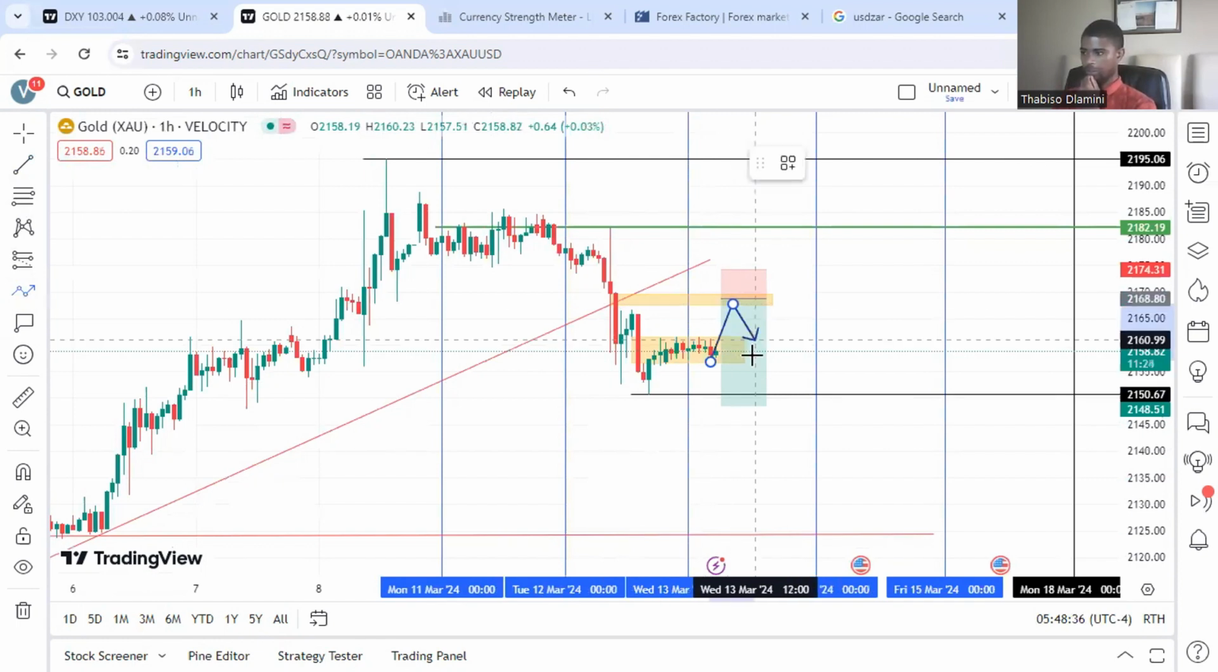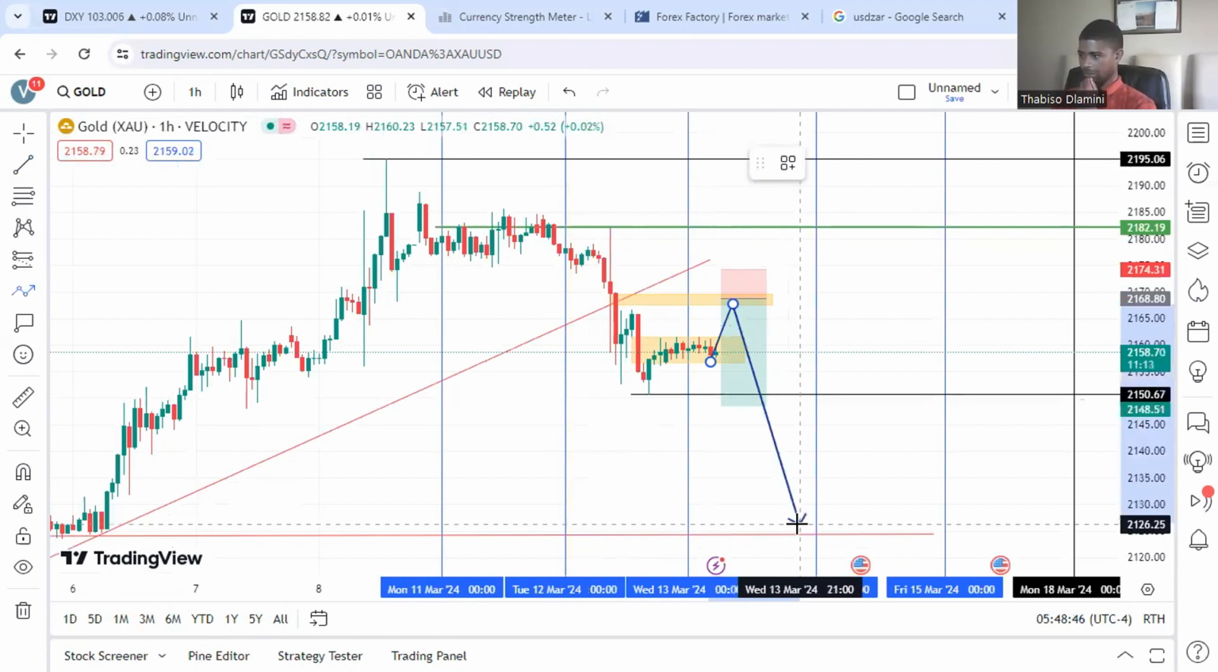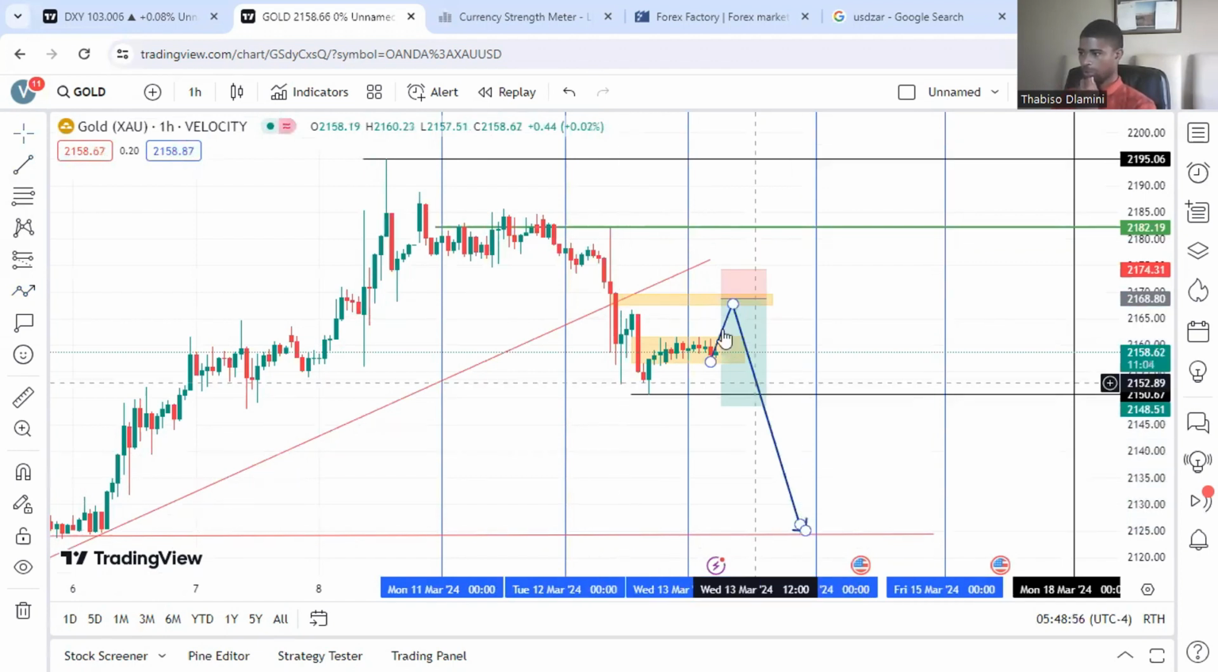Fill up entries there while taking out all this accumulation, this buy side liquidity here as well as that one. Potentially from there, target this sell side and that one as well. But we should ride it all the way down to 2100. That's the expectation for gold. But of course, let's see what price is going to give us.